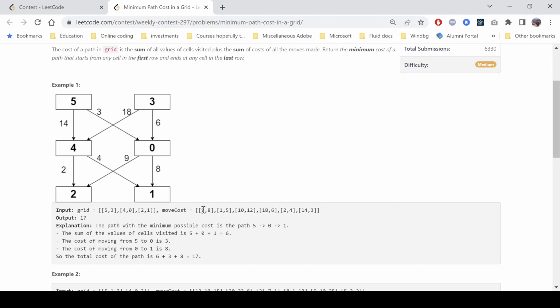Now it says we need to return the minimum cost. Now what is the cost? If you traverse a path, for example, if we move from 5 to 0, the cost will be the cost of this path, that is 3, and also the cells that we are visiting.